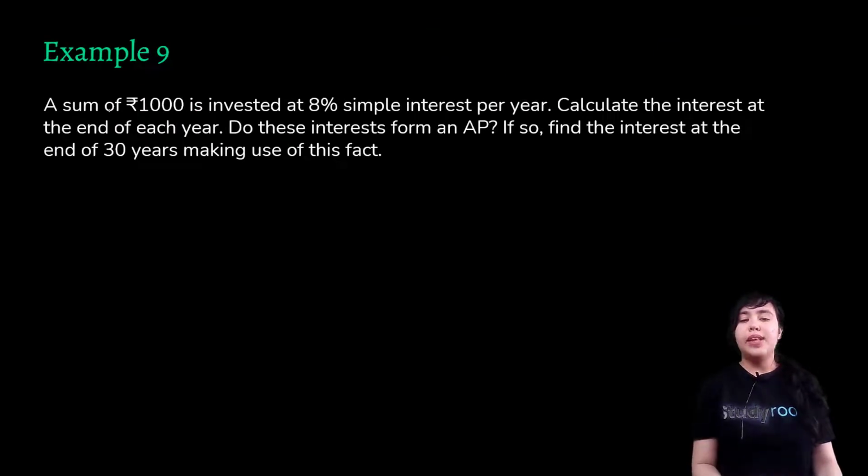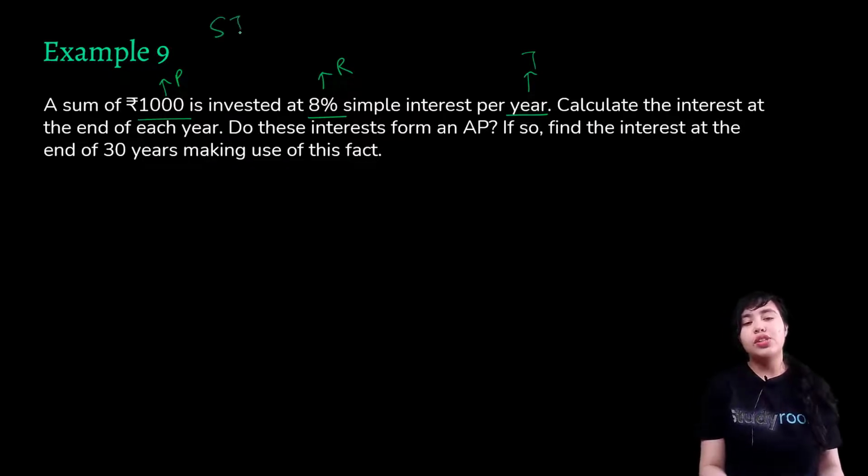Then we have example 9. So here you require little knowledge of simple interest. So we have a sum of rupees 1000, which means that is a principal P. It is invested at 8% simple interest, which means this is your rate. And per year means the duration is 1 year, time is 1 year. So let's calculate the interest at the end of each year. This does not require any AP knowledge, just simple interest knowledge.